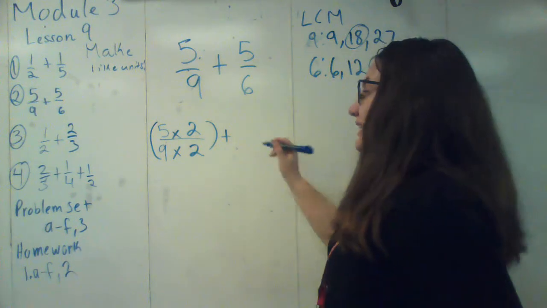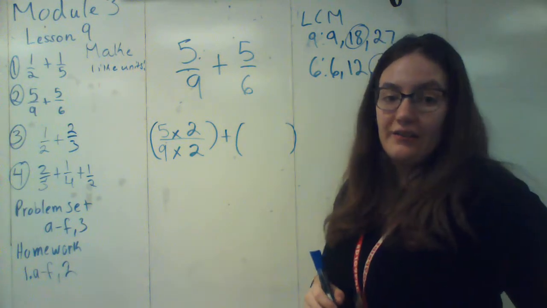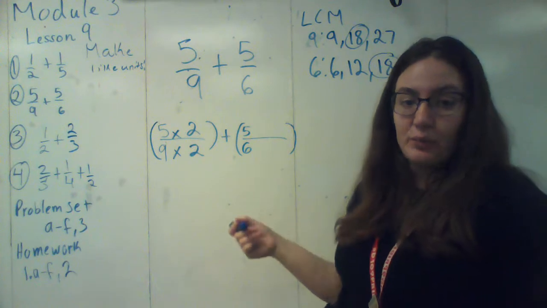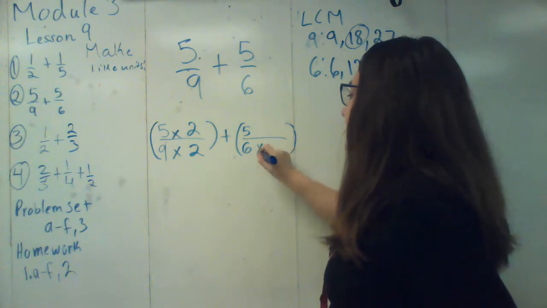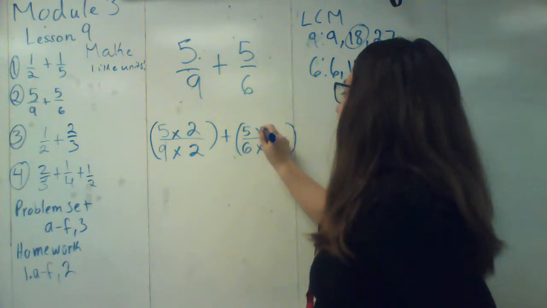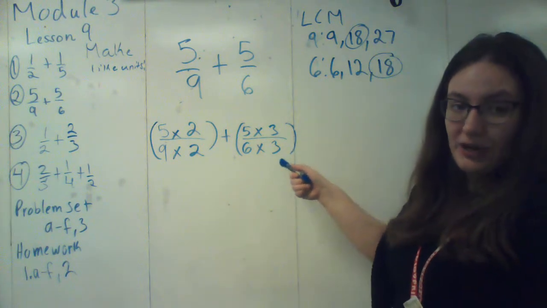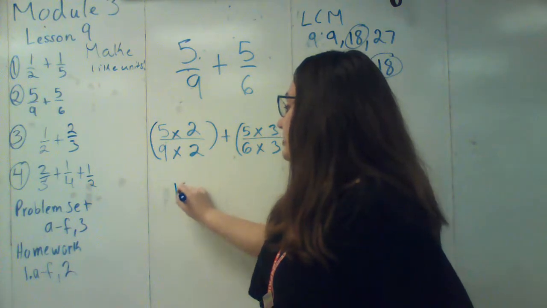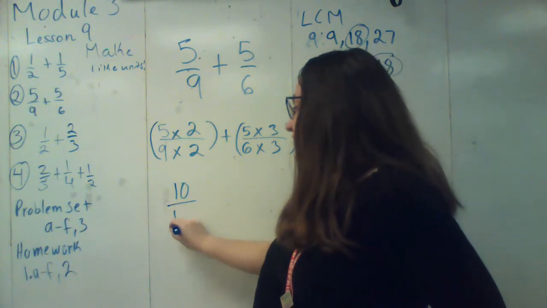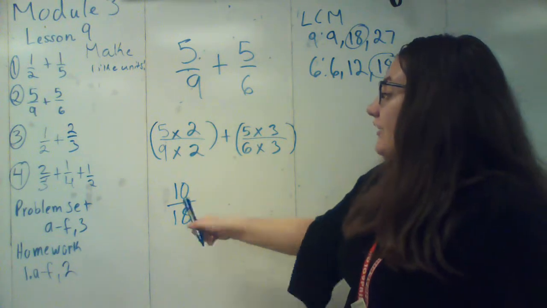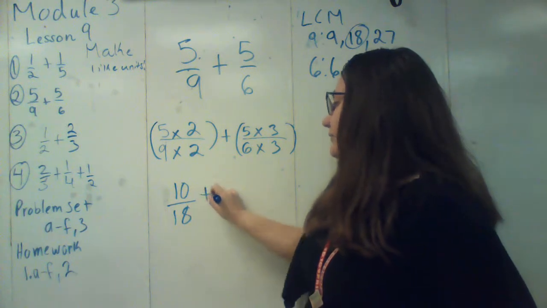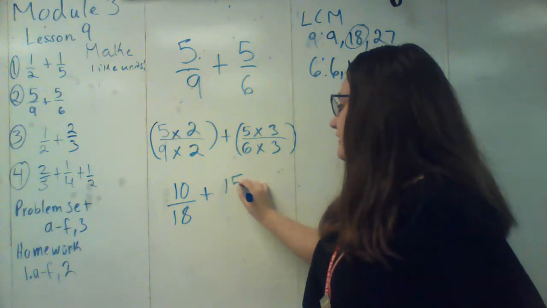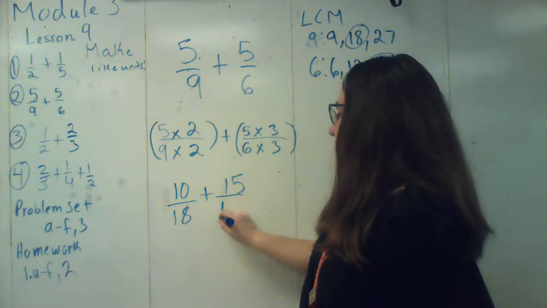And I do my addition sign, and then I'll write my new set of fractions over here. Write 5, 6, and I think about, well, 6 times what is 18? And I know that 6 times 3 is 18, and whatever I do to the bottom, I have to do to this half, and now I can solve. So over here, I do 5 times 2, which is 10, and 9 times 2, which is 18. So I got a new equivalent fraction of 10/18. And then I will add. And then for this one, I have 5 times 3, which is 15, and 6 times 3, which is 18.